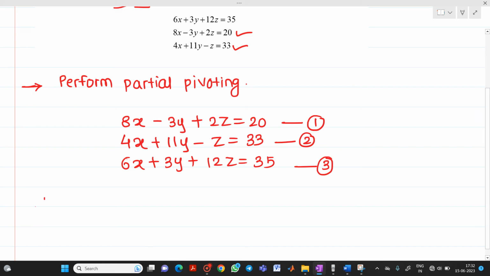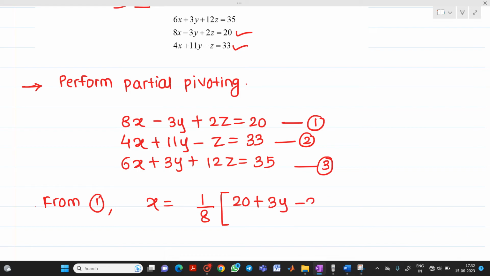Now I am writing it like this. From equation number 1 we will write the equation for x. It will be 1 by 8 into bracket 20. If I shift the minus 3y to the right-hand side, then I will get plus 3y minus 2z. Mark this as equation number 4.